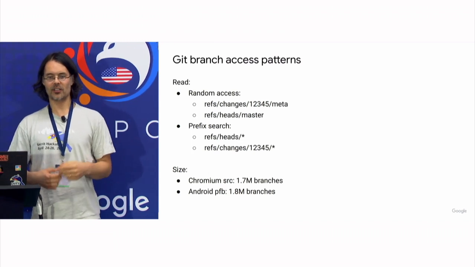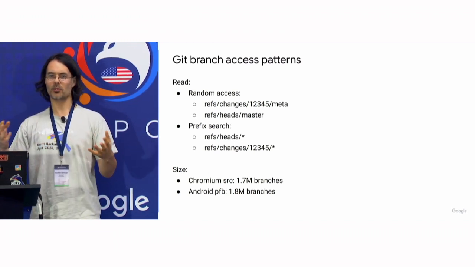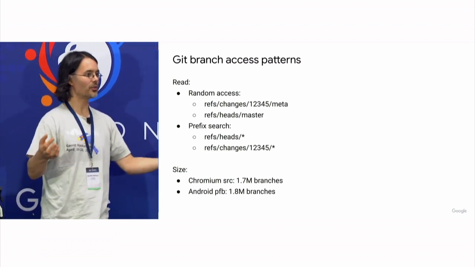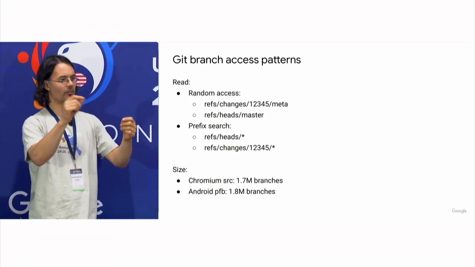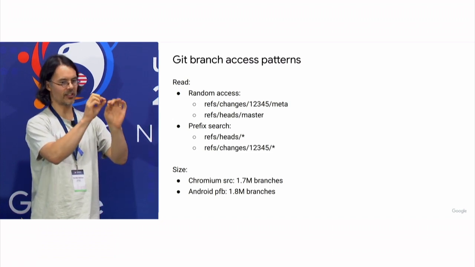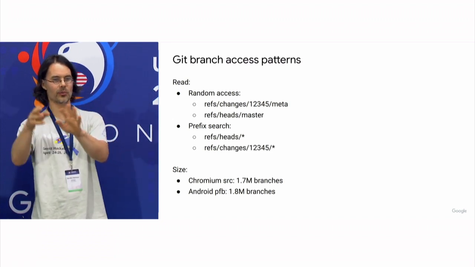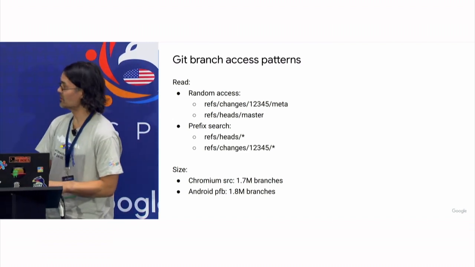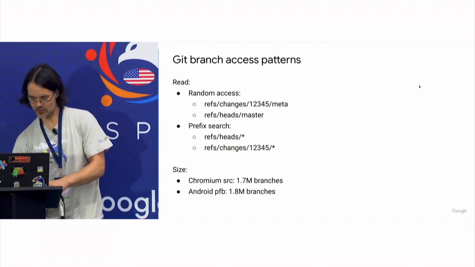There's also something else, which is a prefix search. For example, if I'm looking at all the data pertaining to change 1, 2, 3, I'm looking at all the things whose name is like refs/changes/1/2/3, and then something else. So here you see that as the star. Do you see this?